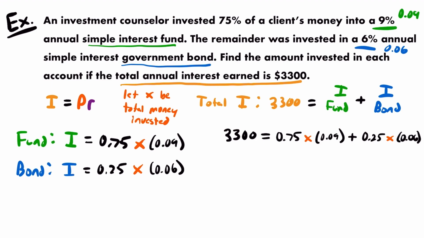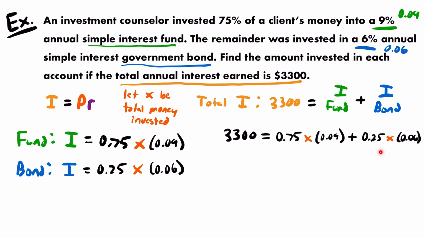And now what we have here is an equation that we can solve using our equation solving skills in algebra, right? We have one unknown variable of x, and so we should try to simplify this equation and then isolate that variable x, or get it by itself to solve for its value. And once we have that, we'll know what the total amount of money was that was invested between the two accounts, and then we can just take that amount and multiply it by 0.75 to get the amount in the fund, and then multiply it by 0.25 to get the amount in the bond. And then we will know the amounts invested in each of the accounts.